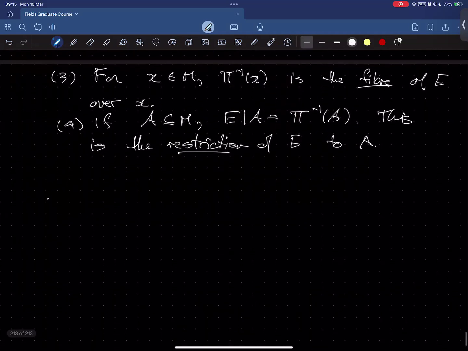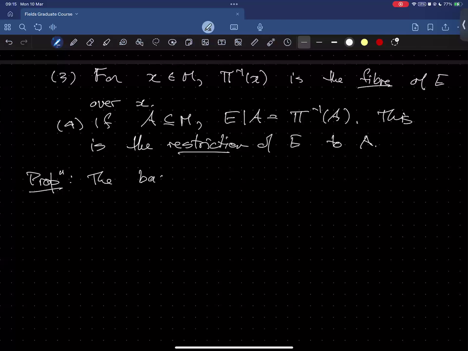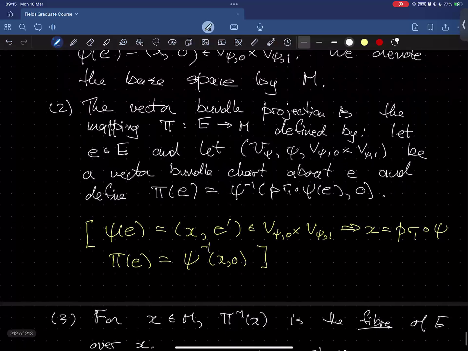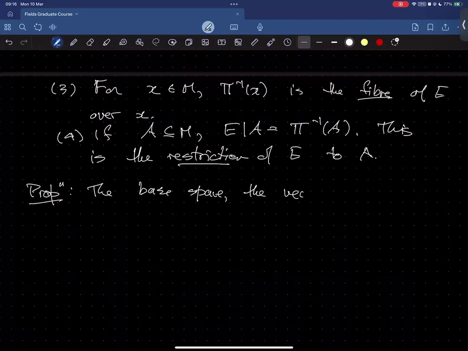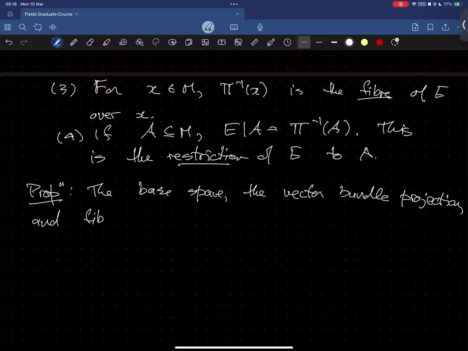Okay, so now, like I said, the thing we have to do is prove that all these things make sense. All right, so let's do that. Let me write a short version of this: the base space, the bundle projection, and fibers are well defined.